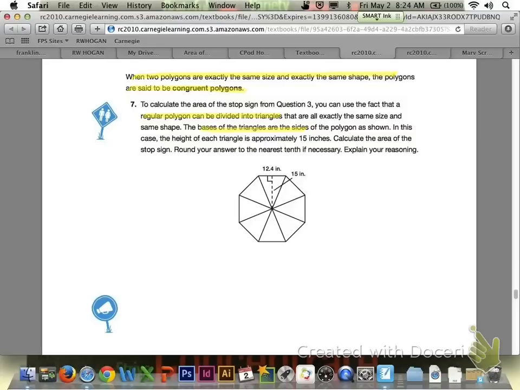Number 7, to calculate the area of the stop sign from question 3, you can use the fact that a regular polygon can be divided into triangles that are all exactly the same size and same shape. The bases of the triangles are the sides of the polygon as shown. In this case, the height of each triangle is approximately 15 inches. Calculate the area of the stop sign, round your answer to the nearest tenth if necessary, and explain your reasoning. So go ahead and do number 7 with your group members.